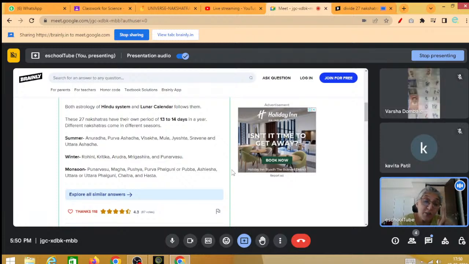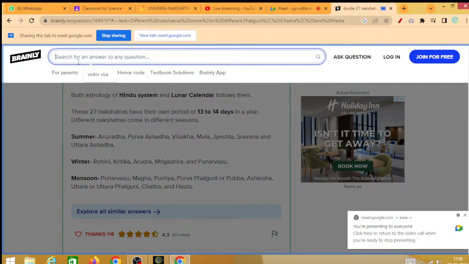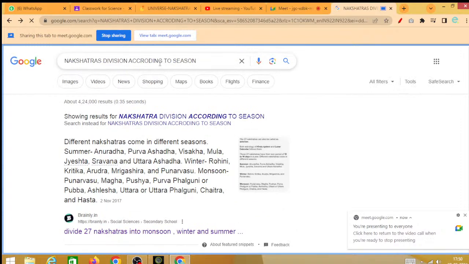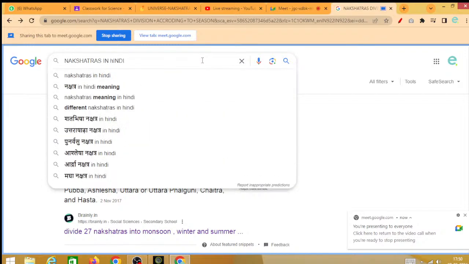But you should also know the corresponding name in English for all of these, or at least in Hindi. Okay, that I'll show you just now. Just a second. I'll show you the nakshatras. Read Hindi and Marathi.